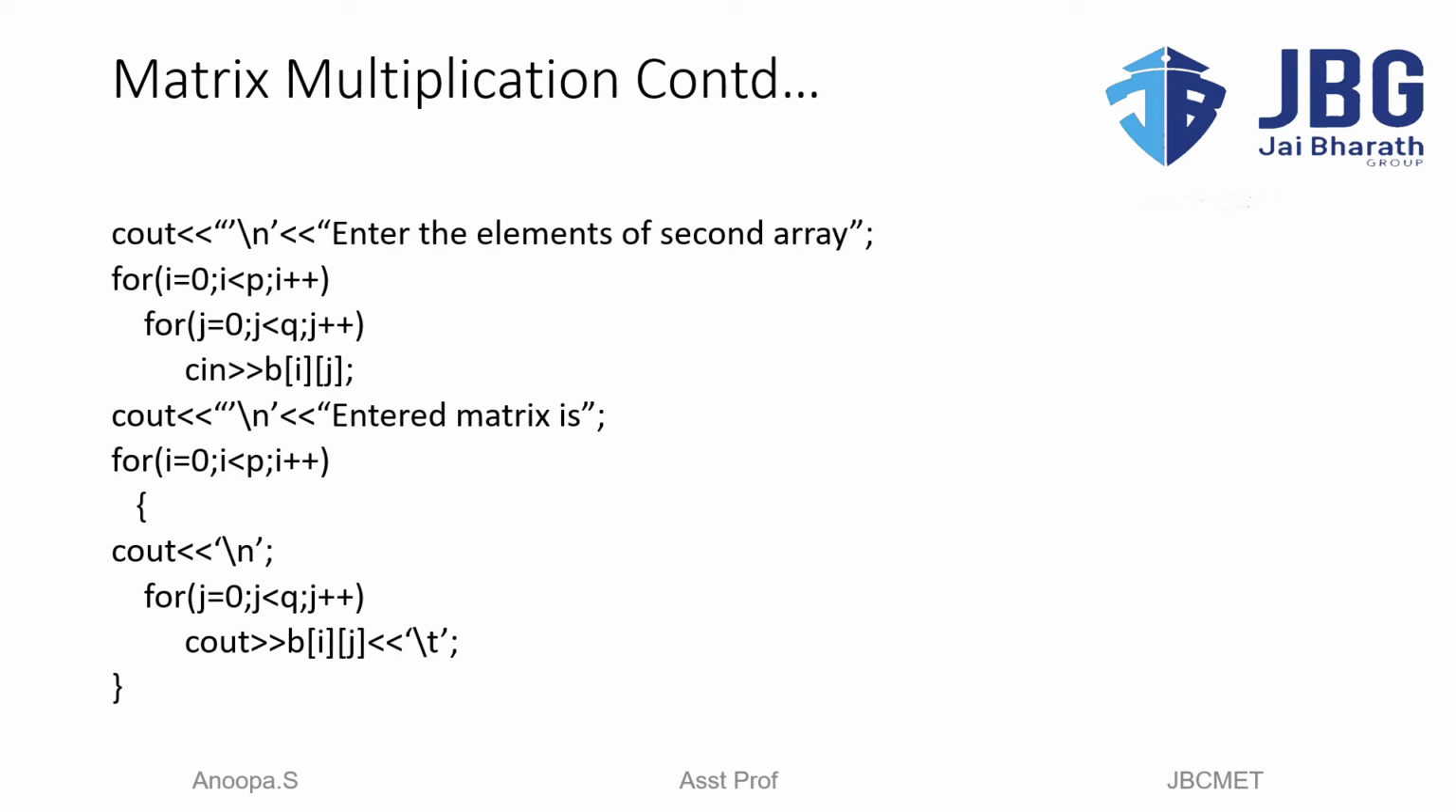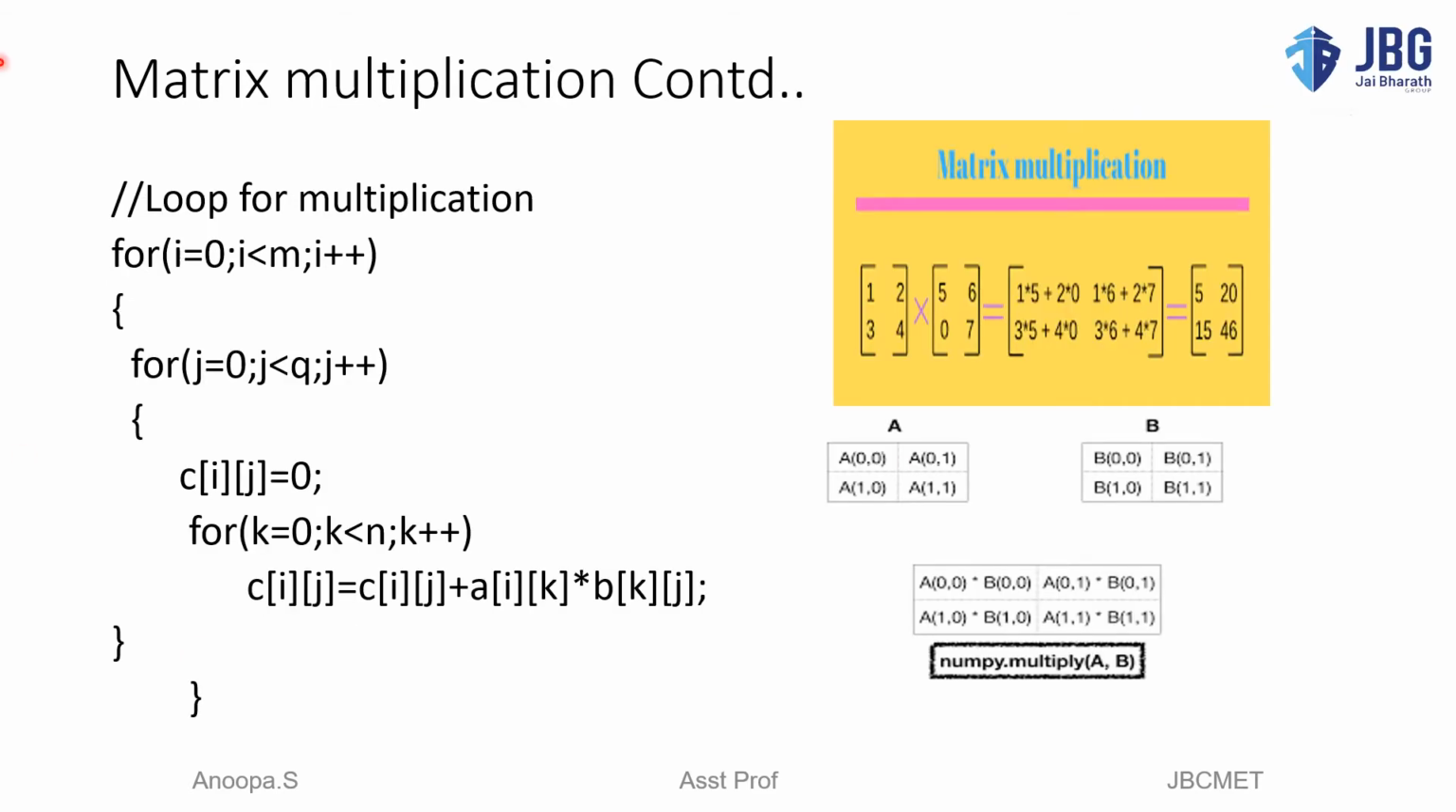Similarly, I am getting the elements of the second array through this code and I am displaying the entered matrix here. There comes the main part. This is the loop for performing the multiplication. So please let us have a look here.